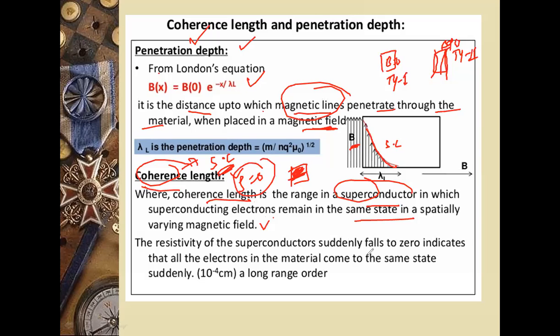The resistivity of a superconductor suddenly falls to zero, which indicates the electrons in the material come to the same state suddenly. You should remember this. The order should be remembered: 10 power minus 4 centimeter. It's a competitive question.